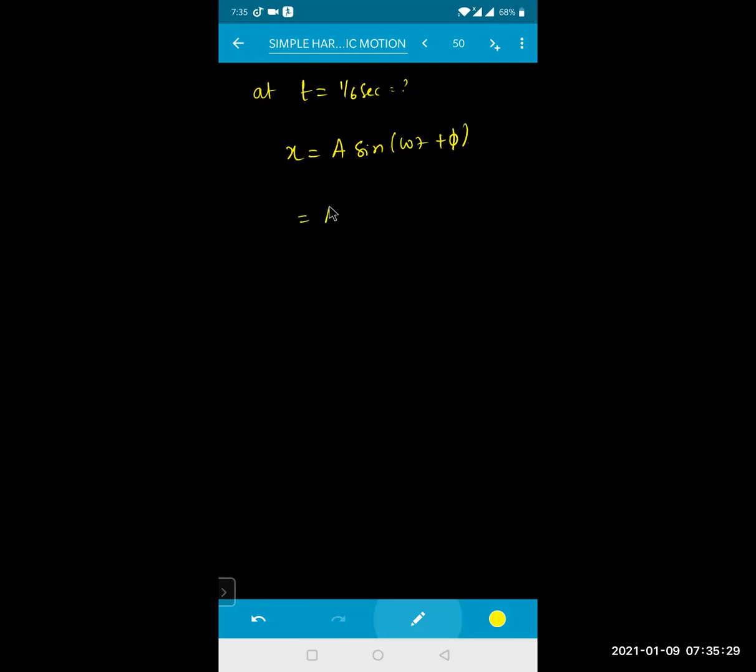So it is A into sine. The omega value is 2 pi into t, which is 1 by 6, plus the phi value, which is pi by 2. So that equals A into, two ones are two, two threes are six, sine of pi by 3 plus pi by 2. So this will become how much?